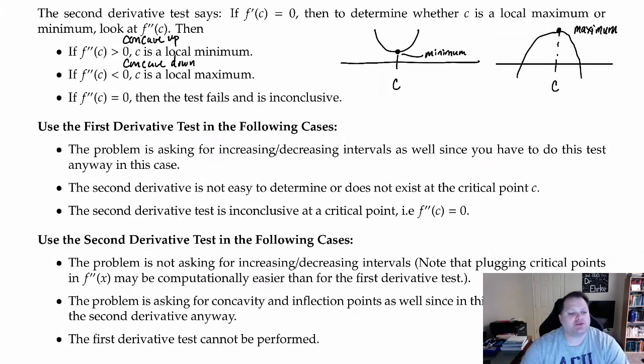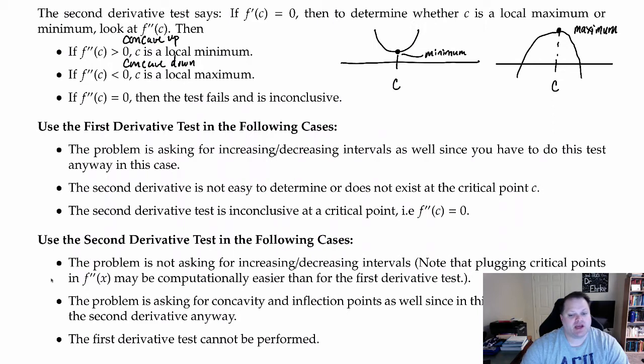When would you want to use the first derivative test? Well, you're going to use the first derivative test anytime you're asked to find intervals on which the function is increasing or decreasing. Anytime the second derivative is not easy to find, like sometimes taking one derivative is kind of nice, but if you're asked to take two derivatives, that can be quite difficult. If the second derivative does not exist at a critical point, then you're stuck with the first derivative test. That's that inconclusive part here. The second derivative being inconclusive at a critical point, these two things, you've got to use the first derivative test if the second derivative test fails.